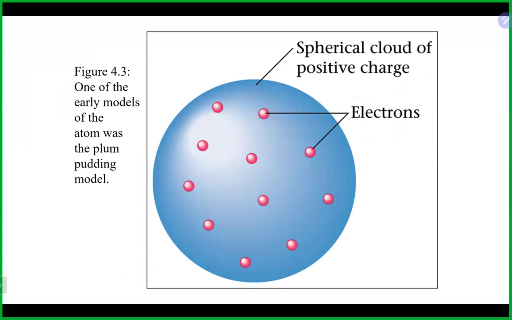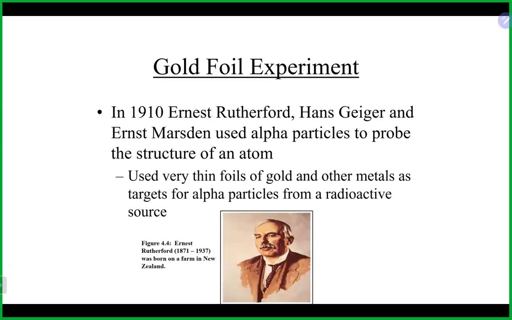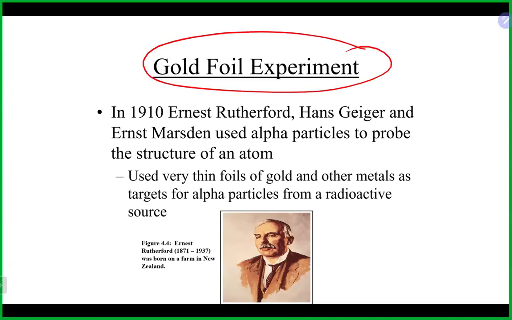Now, this was sort of the accepted model of the atom until the next major discovery happened, and that happened with the world famous gold foil experiment. The gold foil experiment was done by a guy named Rutherford, along with Geiger and Marsden, but most people just refer to Rutherford in this case.